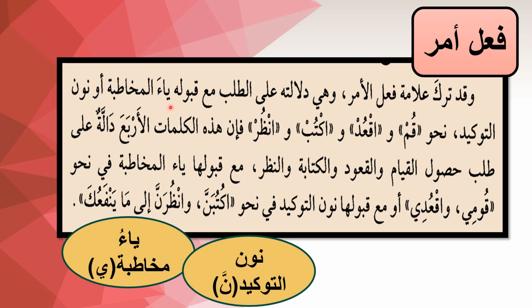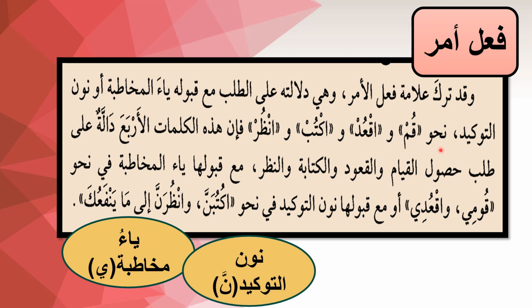Ma qabuluhu ya mukhatiba aw noon tawkid. So fail amr will accept two things. That is the ya mukhatiba. Remember the damir ya mukhatiba attaches with the fail amr to show you that this command is now being used for a single feminine. Aw noon tawkid, and this noon tawkid is the noon with shadda, that's why it is also called the noon saqila. Tawkid means it comes for emphasis, so this noon tawkid can also be attached to the fail amr. These are the two signs of fail amr.